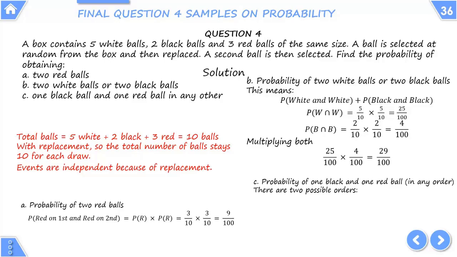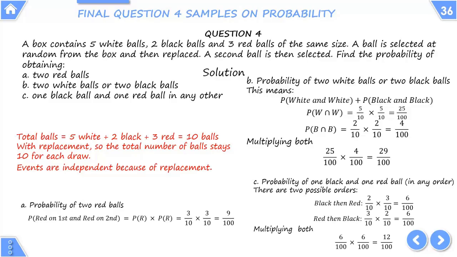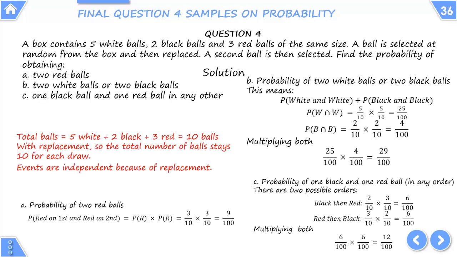Now probability of 1 black and 1 red in any order. So probability of black and red, 2 out of 10 times 3 out of 10. And probability of red and black. So any order. It can be red first or it can be black first. All right. So multiplying that together, we have 6/100 and another 6/100. And that gives us 12/100. Yeah, we can cancel 12/100 down, and that gives us 3 out of 25.